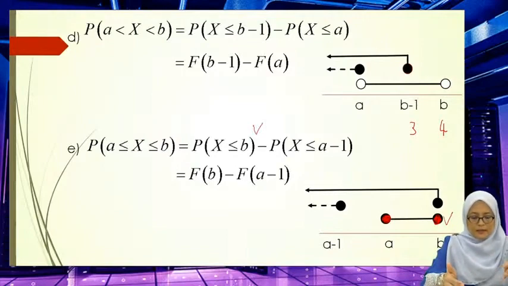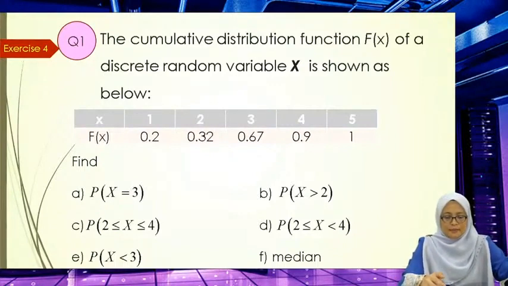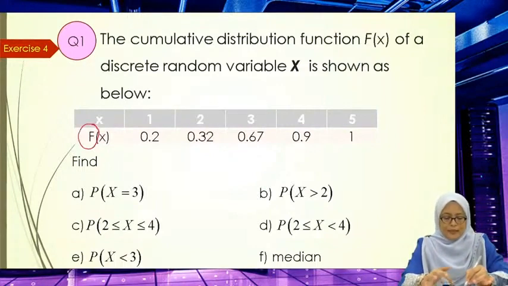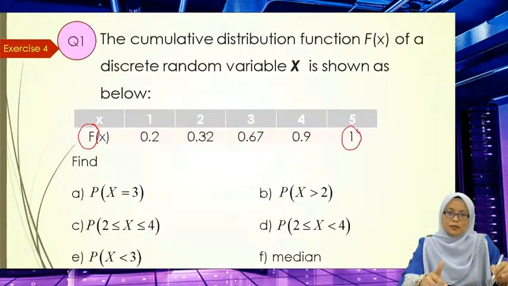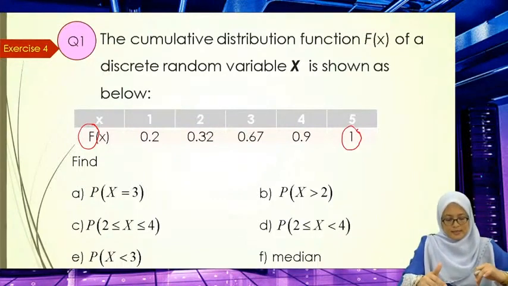Okay, so then kita tengok kita punya soalan. So exercise 4 question number 1. The cumulative distribution function of a discrete random variable is shown as below in the table. So dia bagi F besar sini. Kalau you tak terlepas pandang, you kena tengok ujung ni. Kalau nilai ujung ni 1, so confirm itu adalah dalam bentuk cumulative. Okay, so kita nak cari probability X equal to 3, A, B, C, D, F. So kita akan carilah nilai satu-satu tu.